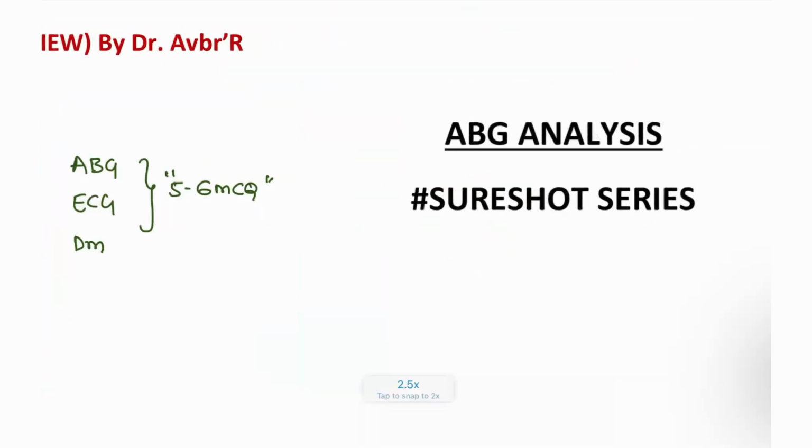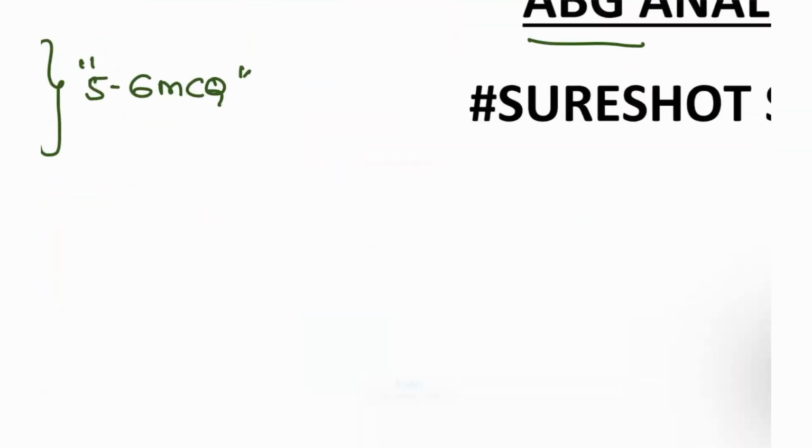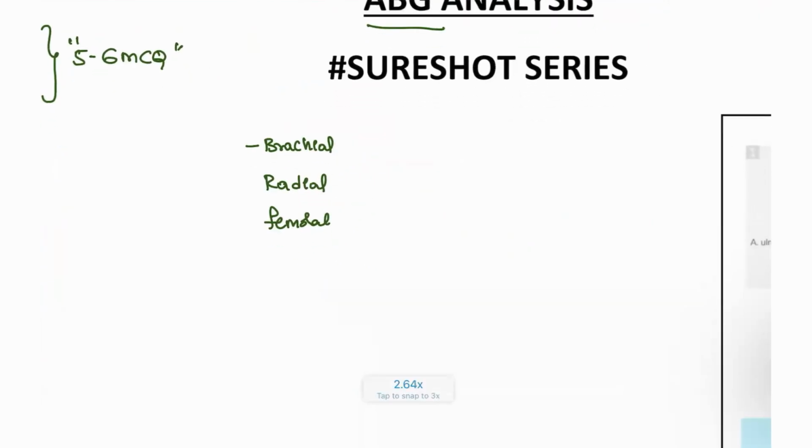The first topic will be ABG analysis. My first question: what is the most common artery that we are going to use? The most common artery is brachial, followed by the radial and then femoral. These are the three arteries that we use to get the sample for ABG analysis.